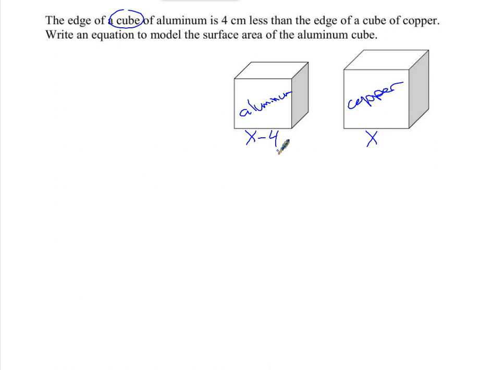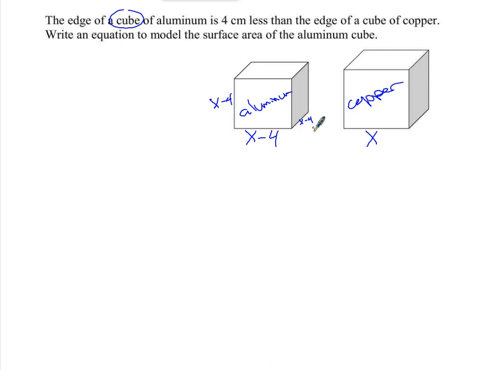Okay, so it's the edge of a cube of aluminum. Now it's a cube, which means that this side right here is the same as this. So that's also X minus 4. And that means that this edge right here, going back, is also X minus 4.